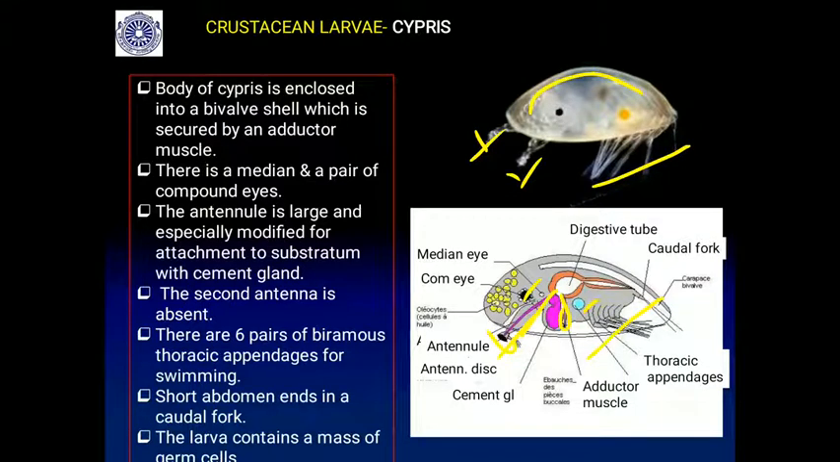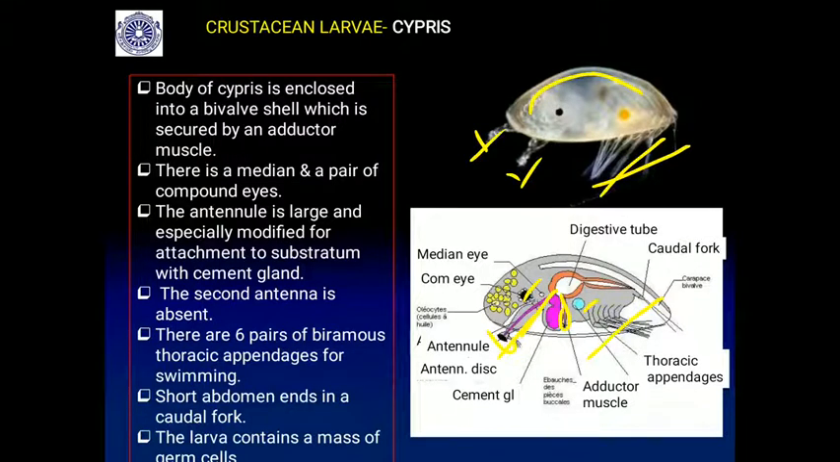They are used for swimming. When they are in the larval stage, that is the Cypris larval stage, they are free swimming larvae. When it metamorphoses into an adult, it becomes a sessile animal attached to some substratum. These thoracic appendages are modified into cirri bearing appendages. They are used to collect food in the adult. If it is in the larval stage, they are used for swimming.